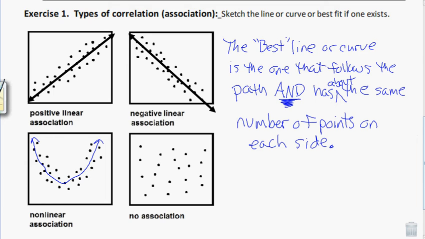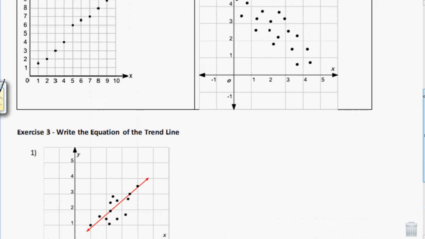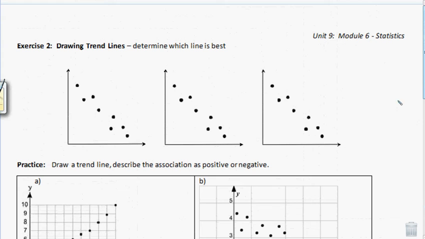If we take a look at the top of the next page, I'm going to draw some lines on here. Notice all these points are the same. I'm going to draw a different line on each one, and you're going to tell me which one you think is the best trend line. So if I draw something like this, or if I draw something like this, or if I draw something like this.